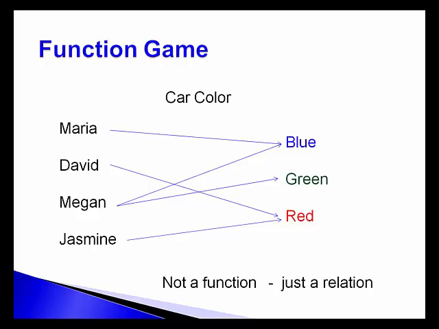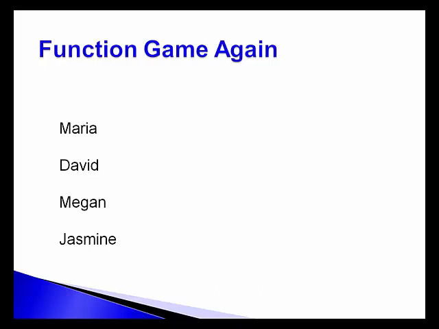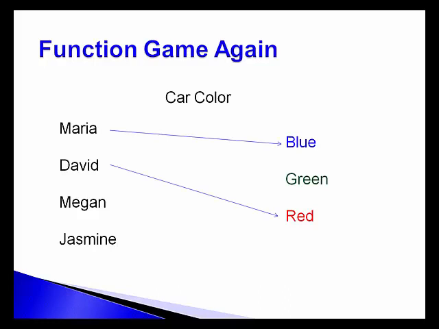Let's play the game again, and I'll make a change. Same domain, same range, correspondence is still car color, and here come the arrows. Our question now is, is this a function? So let's play the game again. David, red. Megan, green. Jasmine, red. Maria, blue. And what you should have noticed is that every time I call out a name, you knew exactly what to respond. And by the way, thanks for responding.